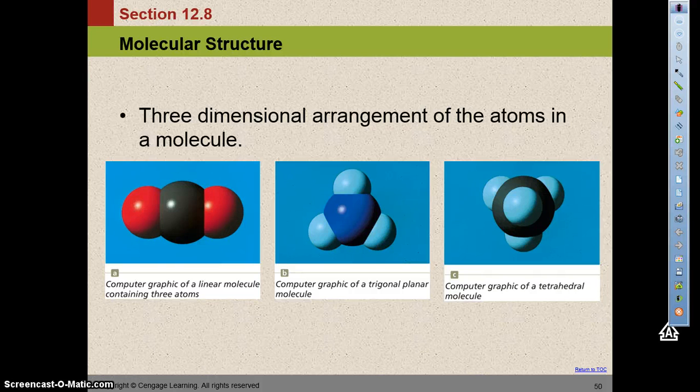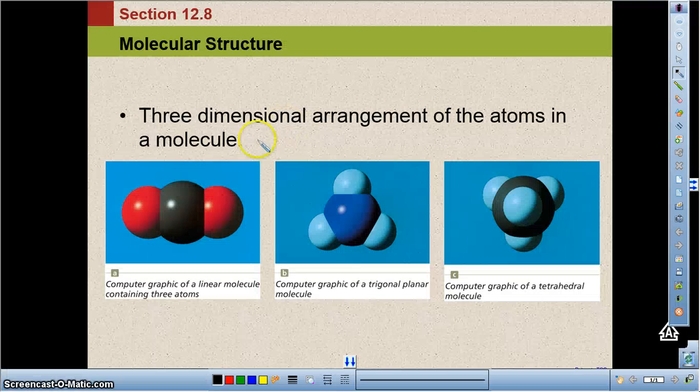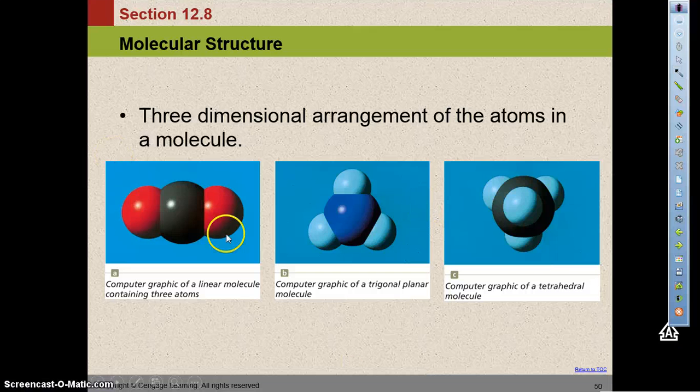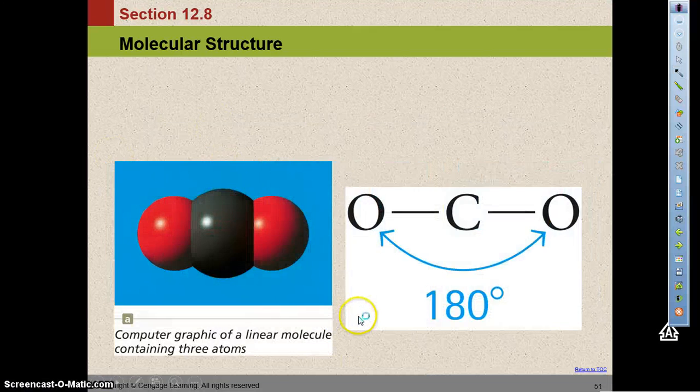So this denotes here in this first molecular structure a linear molecule, and it has three different atoms. This one is a trigonal planar, and we're going to get these shapes down here in just a little bit, go over those. And this is the 3D model of a tetrahedral molecule. By definition, you just need to know what a molecular structure is.